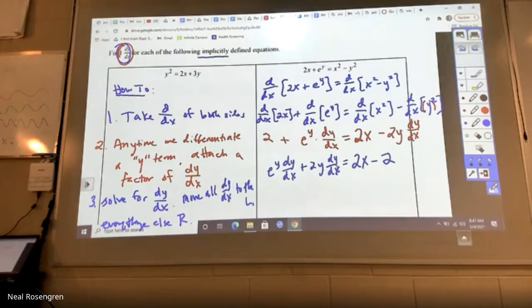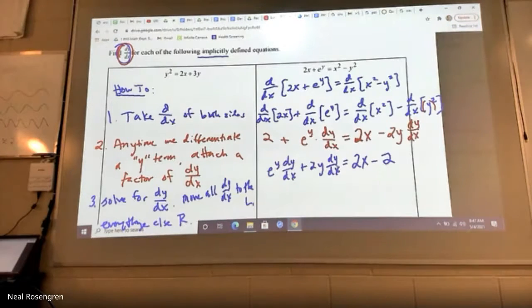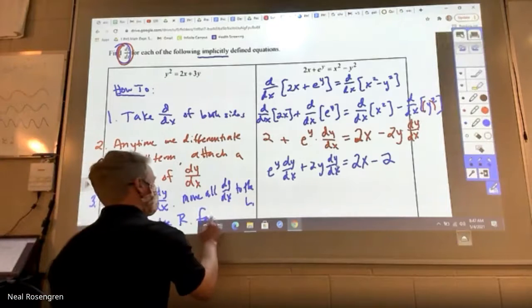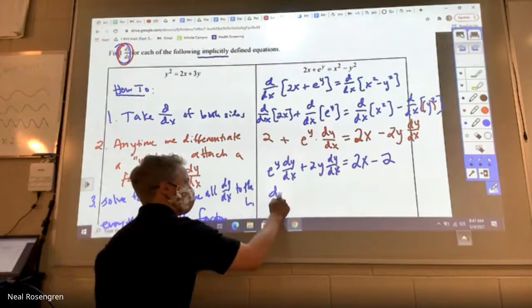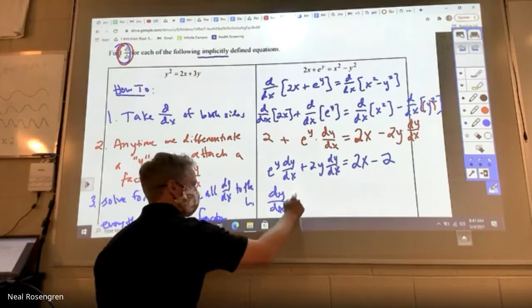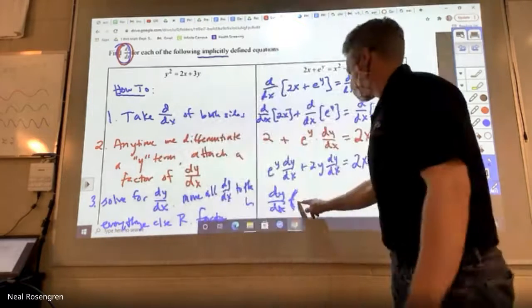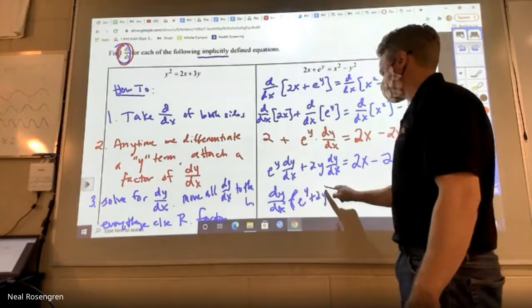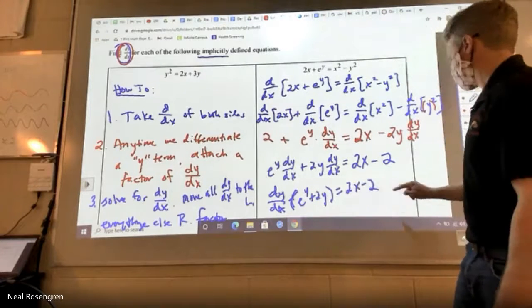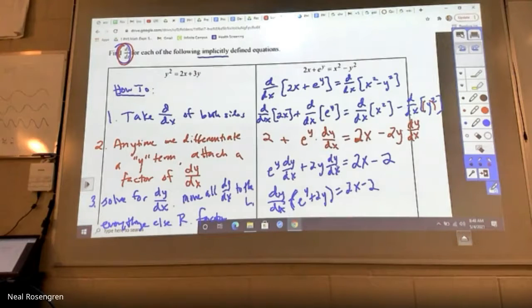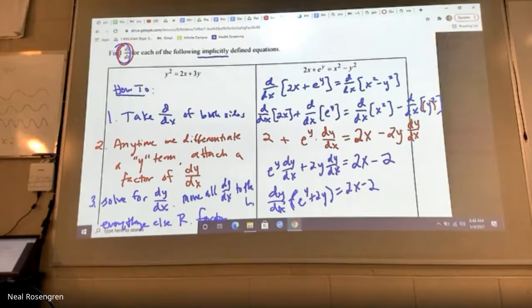Now what? Factor it out, right? It's common everywhere. So factor that dy dx out. Let's see what we get. Factor. So dy dx times e to the y plus 2y equals 2x minus 2. Sweet. So move them all over, factor it out, because now there's only one factor of dy dx. Let's get it by itself. We just factored it out. We just rewrote the left side as multiplication. Now what?